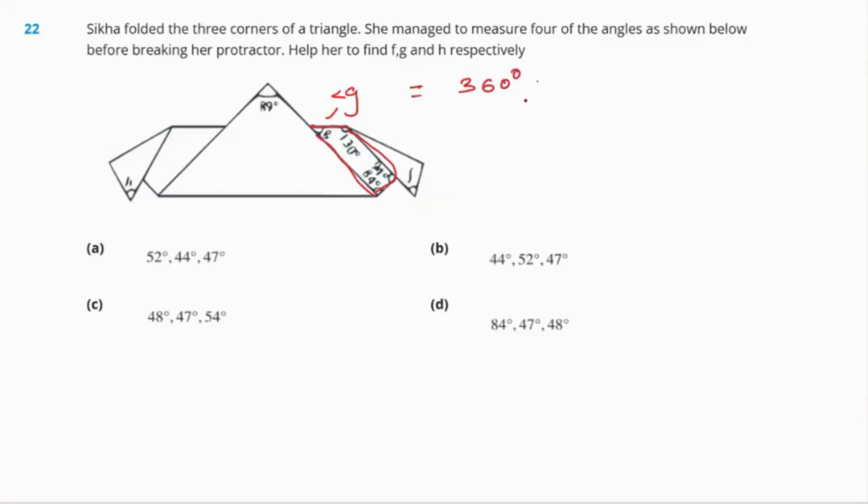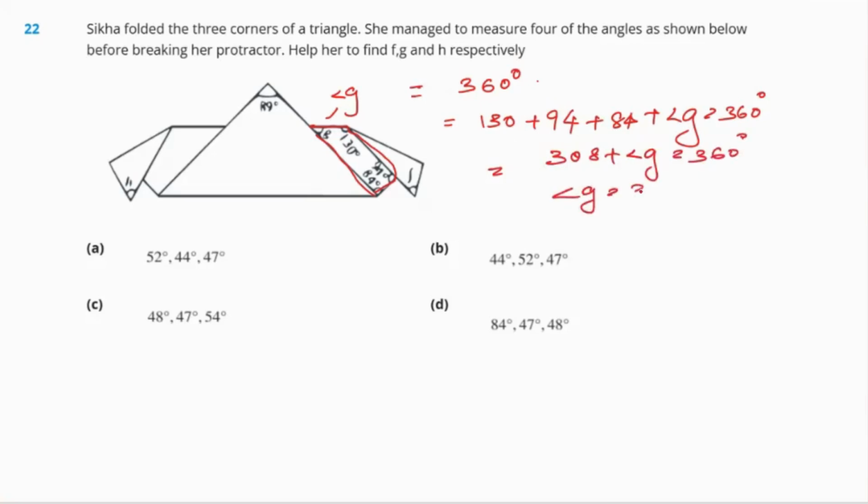360 degree only. The sum of all the angles will be 360 degree. We have the three angles here, right? 130 plus 94 plus 84 plus angle G will be what? 360 degree only. So 130 plus 94 plus 84, you will get 308. Here we have to add these three angles. So 308 plus angle G is equal to 360 degree, or angle G is 360 degree minus 308. So that is equal to 52 degree. So the angle G is 52 degree.